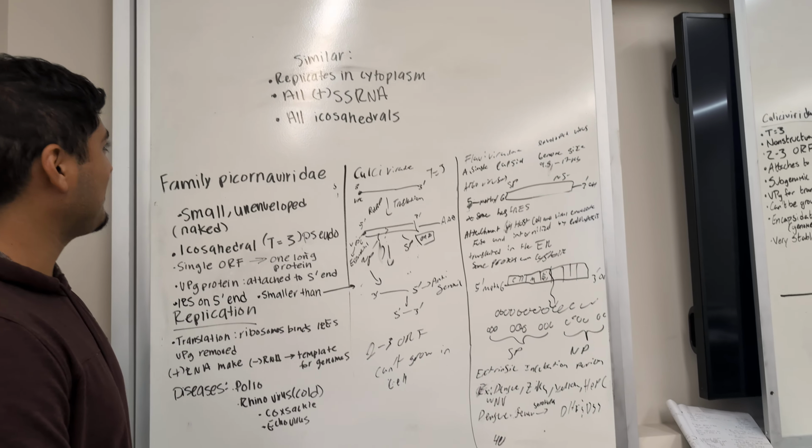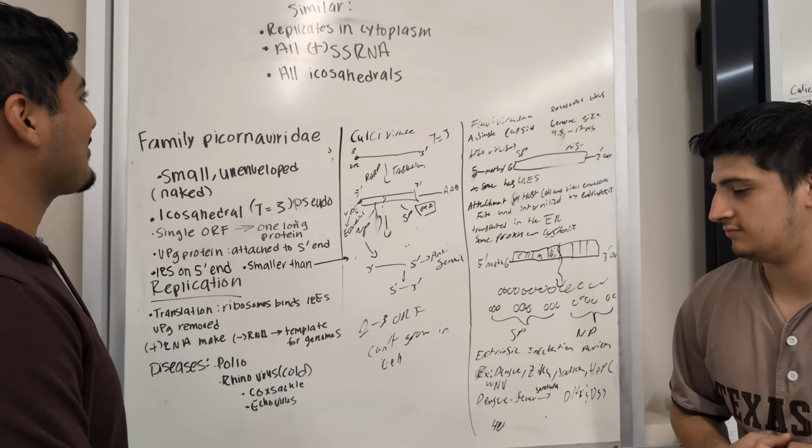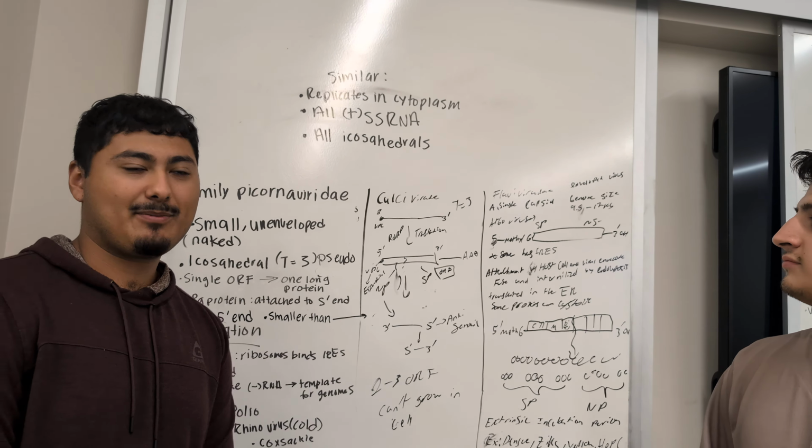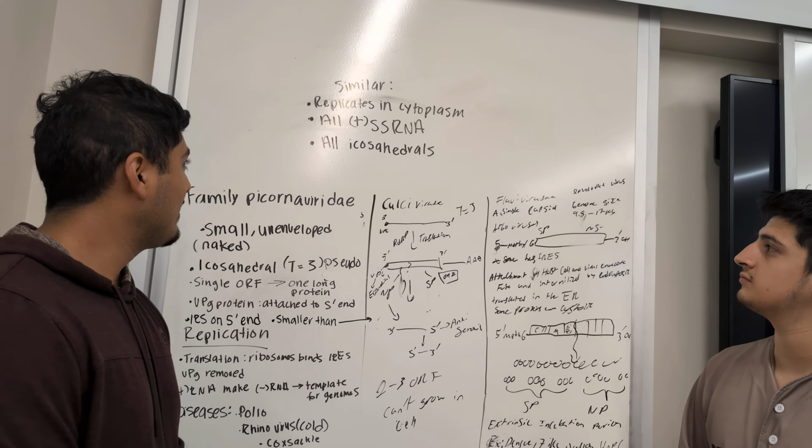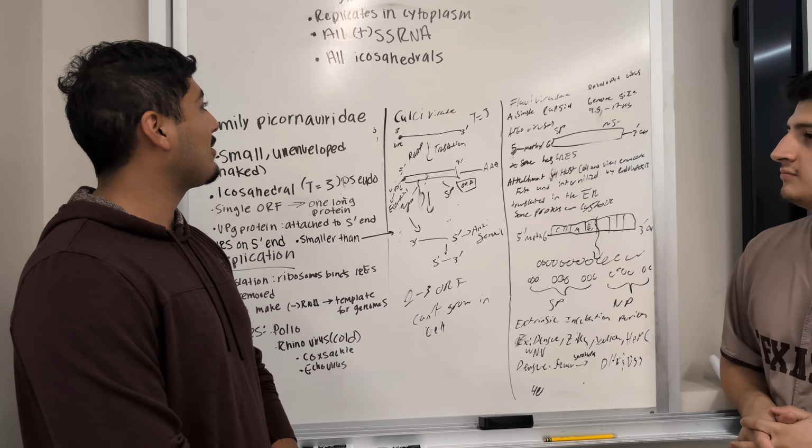So similarities, we kept it nice and simple. The first one, they all replicate in the cytoplasm. Pretty cool. Next, they're all positive single-stranded RNA viruses. And last but not least, they're all icosahedrals.